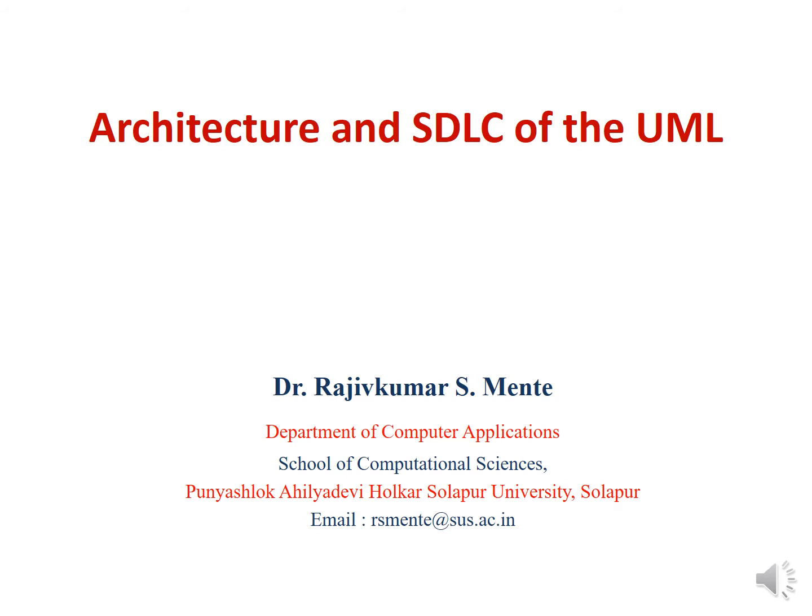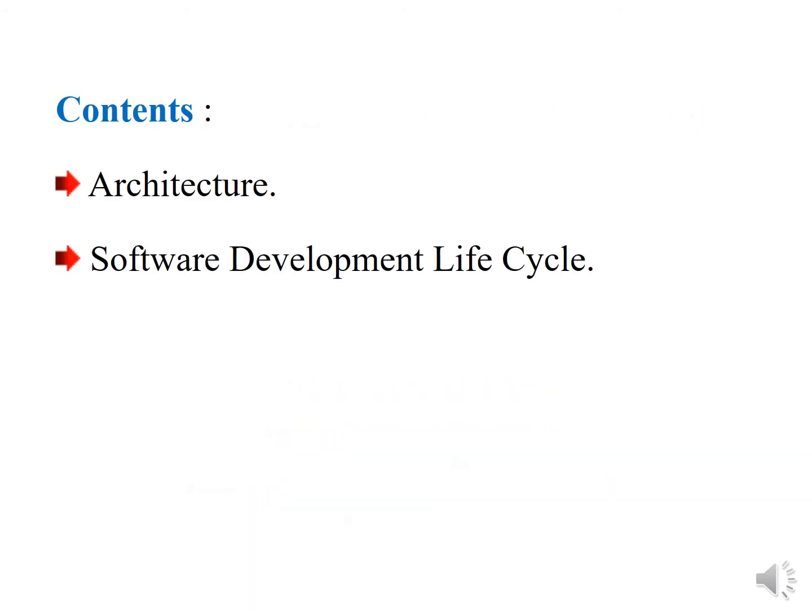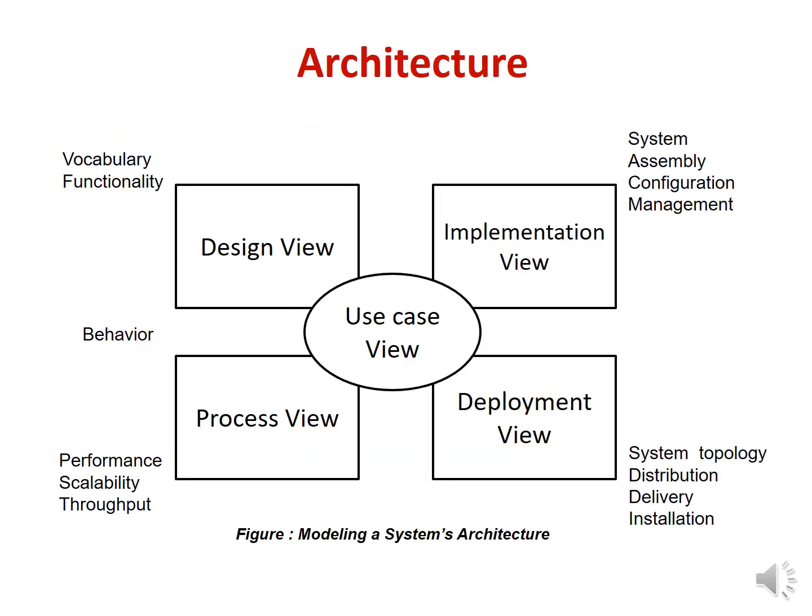In this lecture, we'll see about architecture and software development lifecycle of the UML. First, we'll see about the architecture. This figure shows the architecture of a software-intensive system, which can be described by 5 interlocking views. These views are use case view, design view, process view, deployment view, and implementation view.